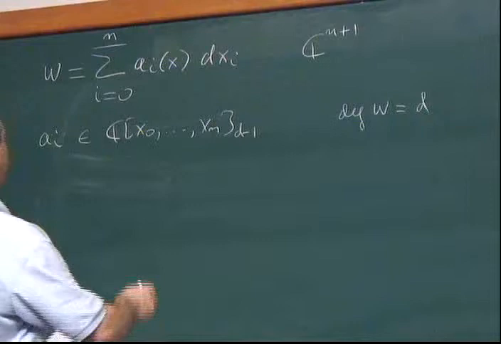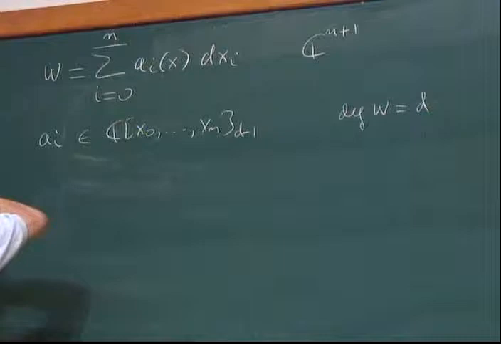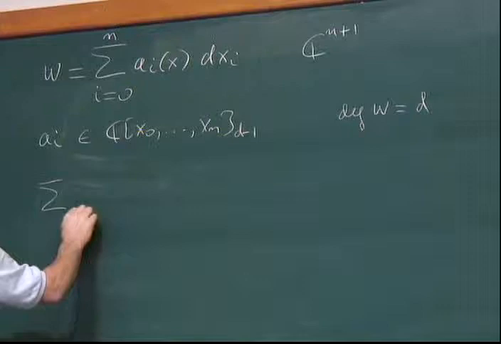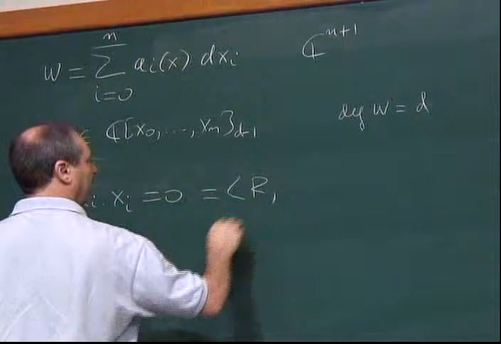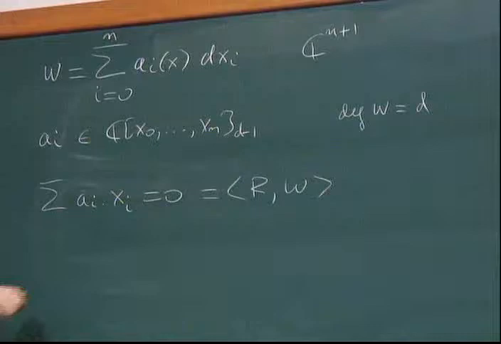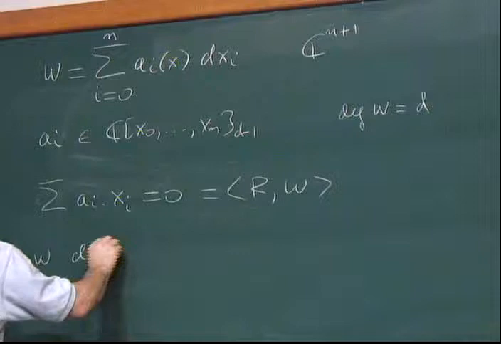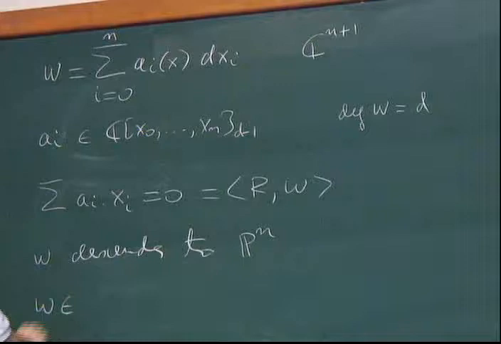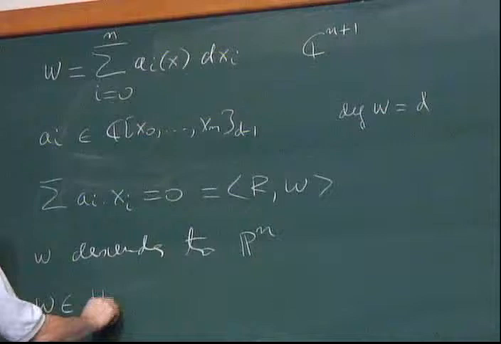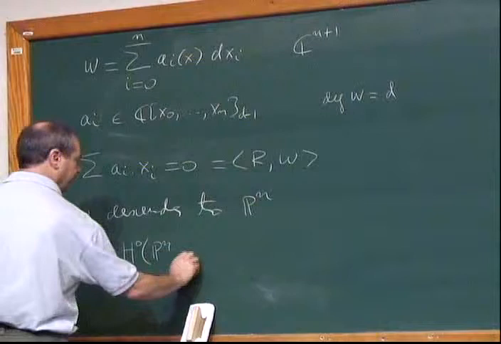And then we will assume this condition, so this is zero. This means that the contraction of omega with the radial vector field is zero, which implies that omega descends to the projective space, and actually it defines a twisted differential form. So it's a section of the sheaf of differential forms twisted by d.